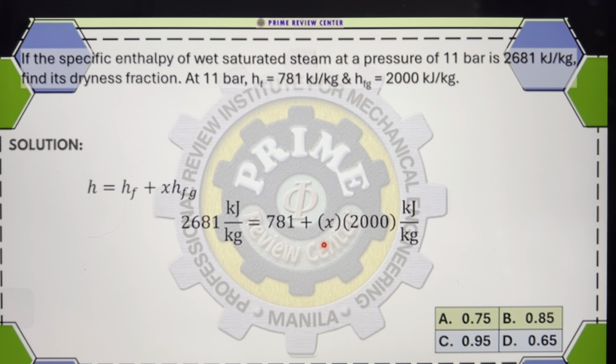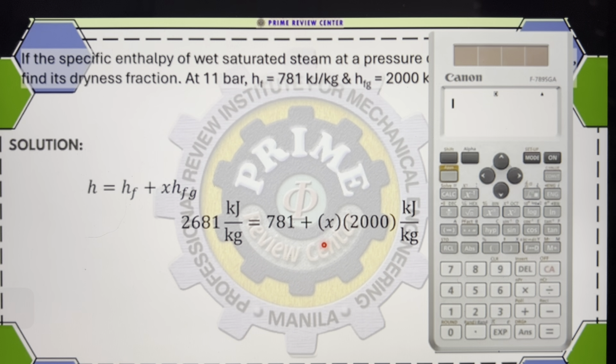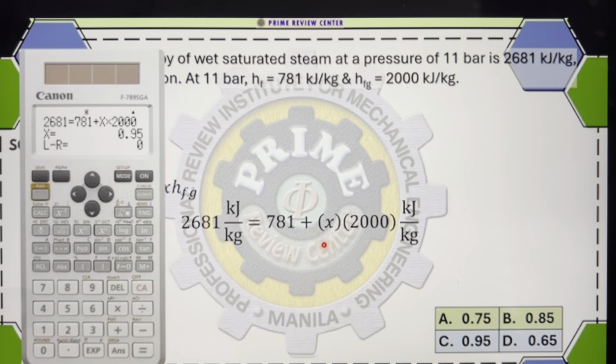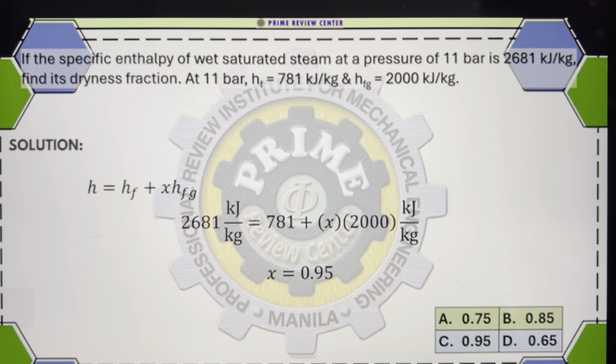So yung units naman ito, pare-pareho naman silang kilojoule per kilogram. So wala naman tayong kailangan i-convert pa. So simply direct sum lang yan. We can now have yung ating value ng quality natin. So chip solve ulit natin. Press equals. Makukuha natin yung value ng quality natin. That is 0.95. And from the choices, yun yung letter C.